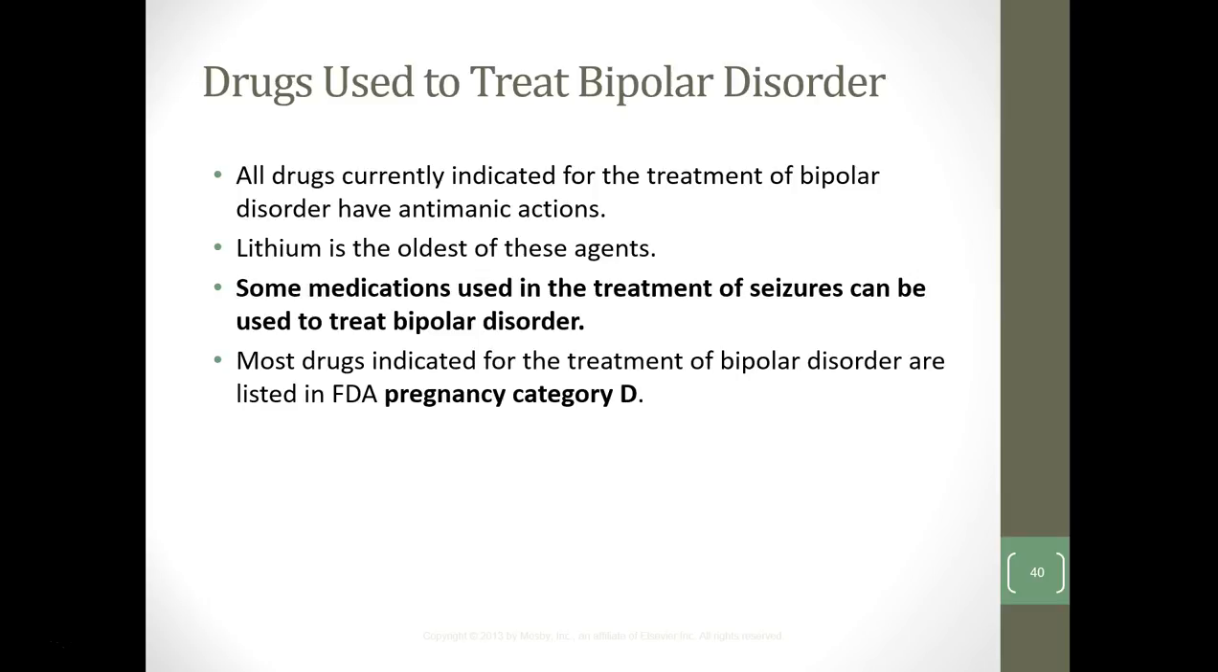Next, we're going to talk about or finish out talking about treatments with bipolar disorder. So all drugs currently indicated for the treatment of bipolar disorder have anti-manic actions. They're mood stabilizers. Lithium is the oldest of these agents, and it was introduced more than 50 years ago. Now, some medications used in treatment of seizures are also used to treat bipolar disorder. Most of the drugs in the treatment of bipolar disorder are pregnancy category D. Very important to know that.